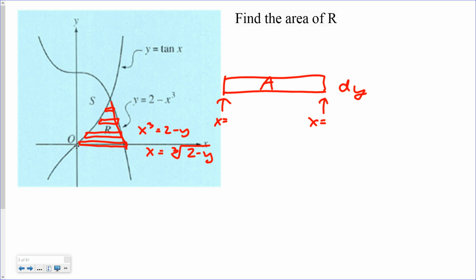Okay? On the left side, what are all these x's equal to? You agree the y is equal to tangent x, right? How do I isolate this x? How do I undo a tangent? An arctangent, right, or an inverse tangent. So what I'm going to do is inverse tangent both sides.